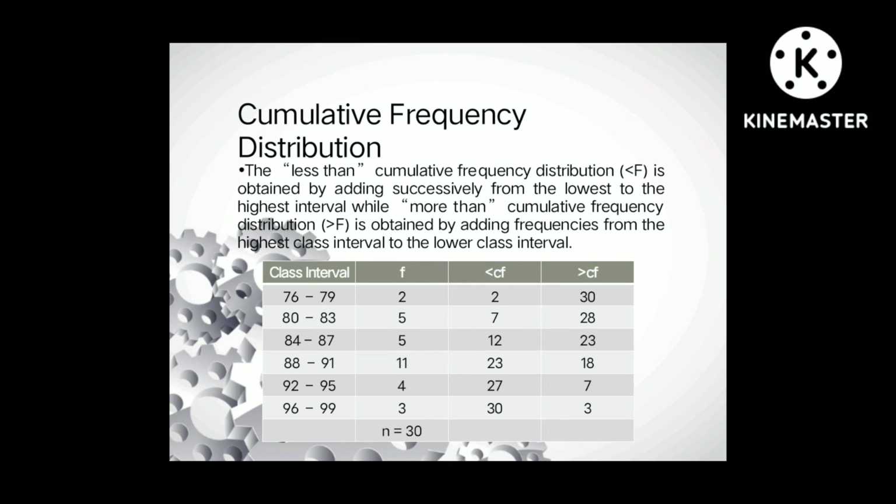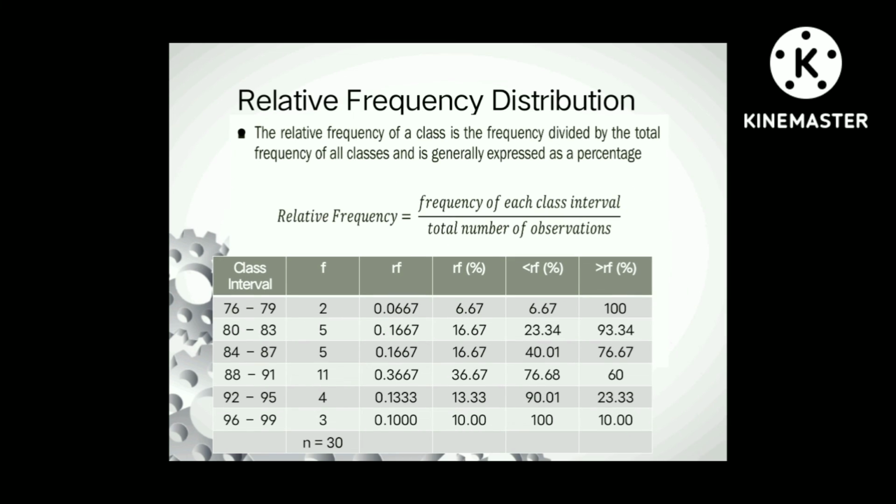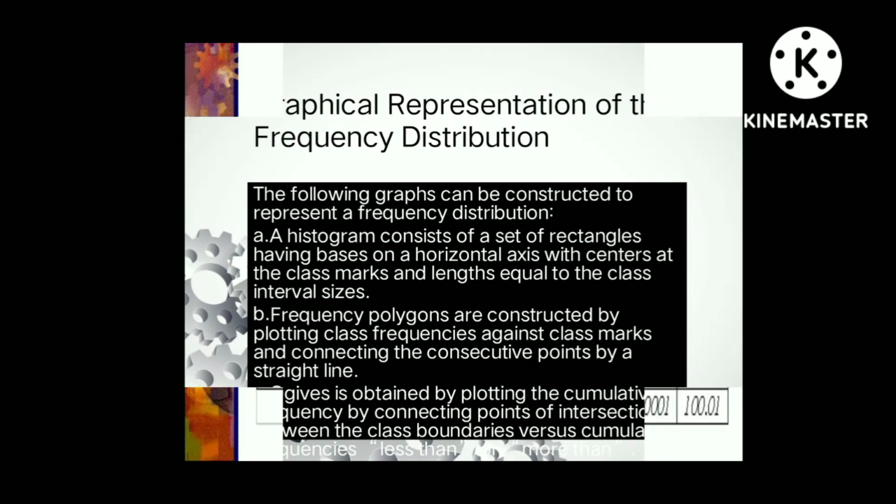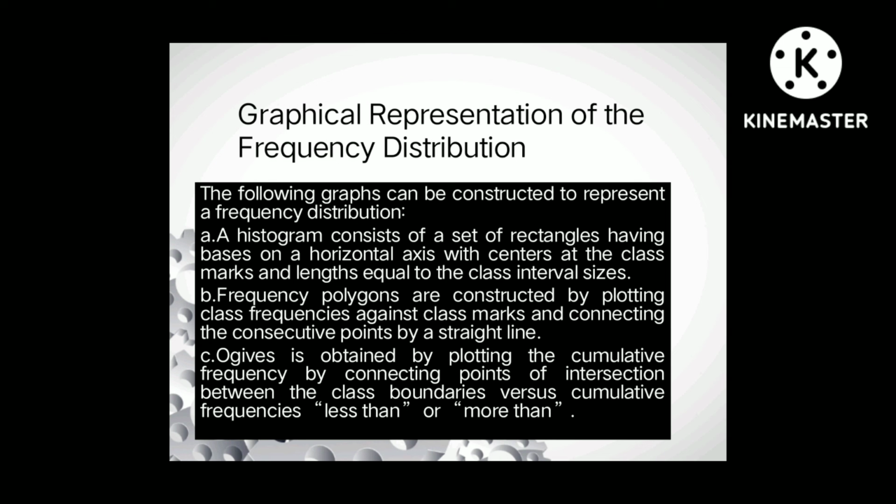Cumulative frequency distribution. The less than cumulative frequency distribution is obtained by adding frequencies successively from the lowest to the highest interval, while the more than cumulative frequency distribution is obtained by adding frequencies from the highest class interval to the lowest class interval. Relative frequency distribution. The relative frequency of a class is the frequency divided by the total frequency of all classes and is generally expressed as a percentage.